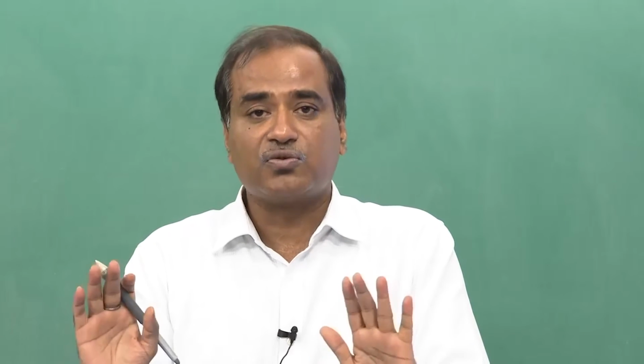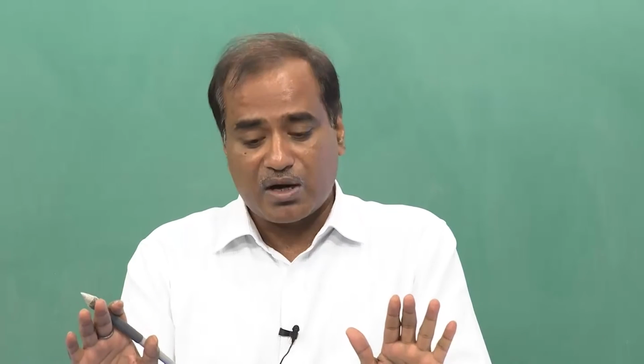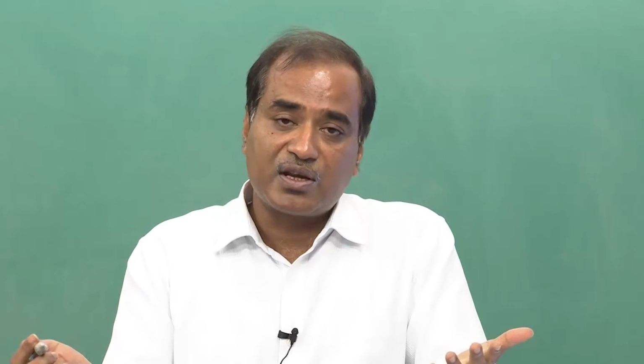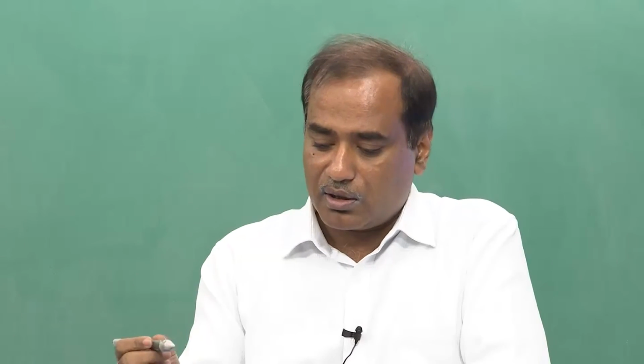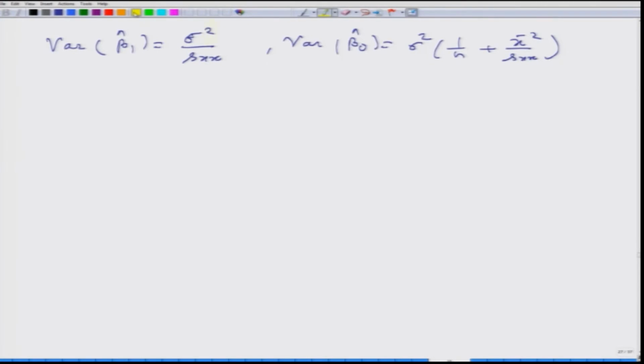So, now I have these two variances, but these are the values of the variance in the entire population. If you see here, this depends on sigma square, and sigma square is the value in the population. So, these two variances are going to be unknown to us. My next objective is how do I estimate the standard errors of beta 1 hat and beta 0 hat.